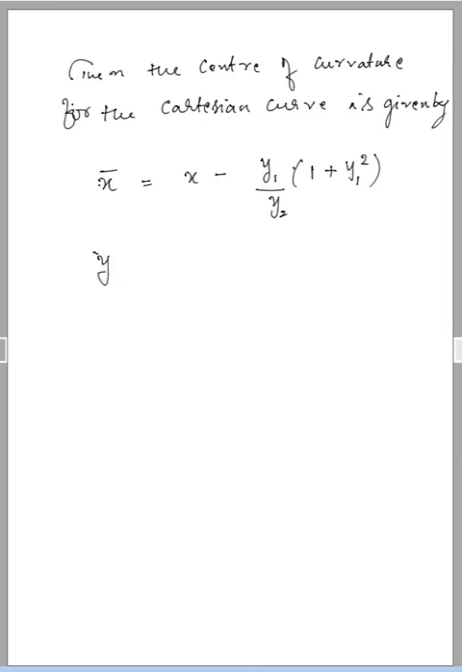Similarly, I can find out y bar. Y bar is given by y plus 1 plus y1 square whole divided by y2. So this is the relevant formula to find center of curvature in Cartesian form, that is x bar and y bar.